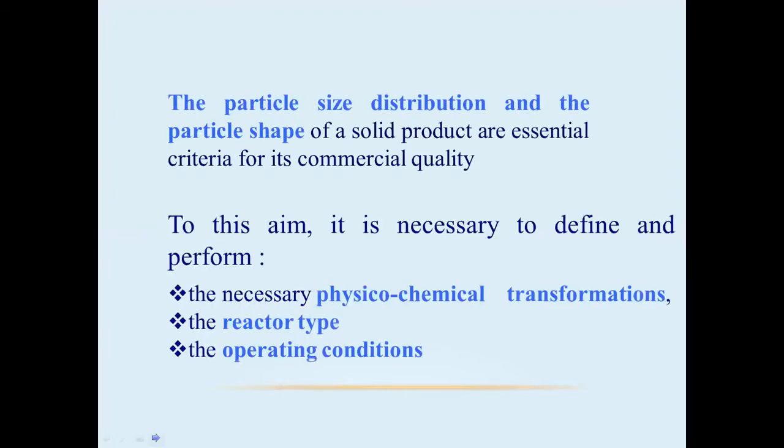Now, the particle size distribution and particle shape of a solid product are essential criteria for its commercial quality. More so the uniformity of the size and shape of the crystals being produced. So to this aim, it is necessary to define and perform the necessary physico-chemical transformation, the reactor type. There has to be a proper design for the reactor that will facilitate such, and the operating conditions in the formation of these particular crystals.